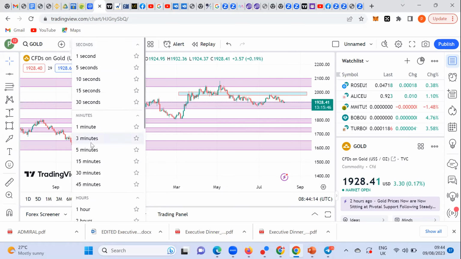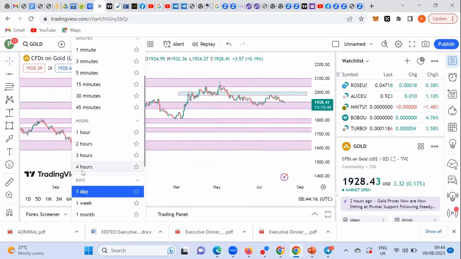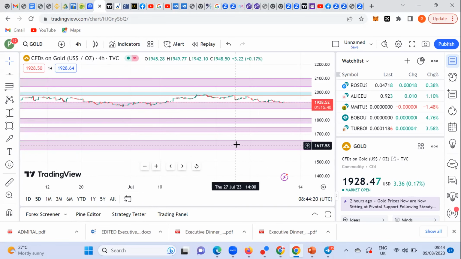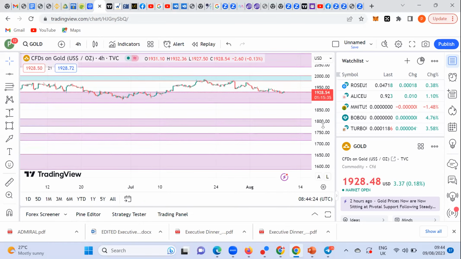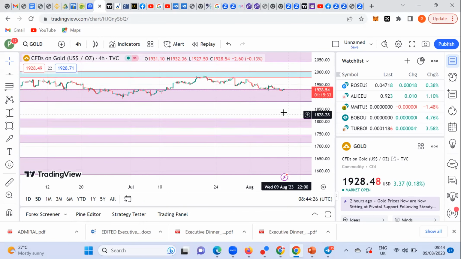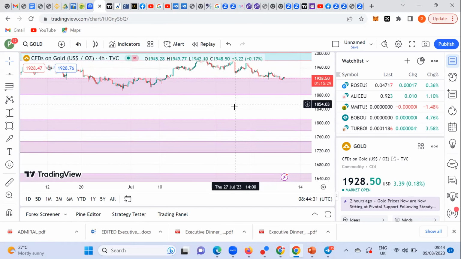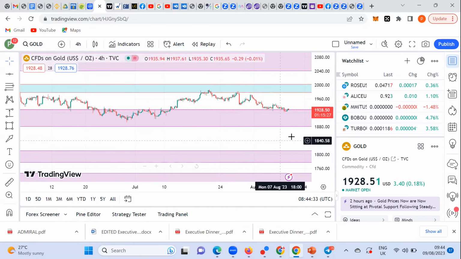So I'm going for 4 hours. Perhaps you're going to take your trade on hourly or 30 minutes. So this is 4 hours, okay? This is lovely. It's getting more fascinating. So you can see the weekly is still showing because you will now know when the zones are actually getting more troubled, okay?